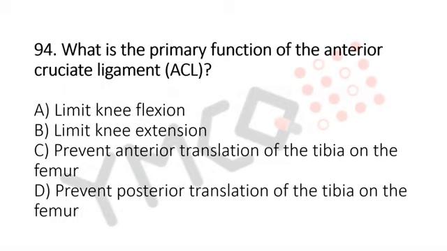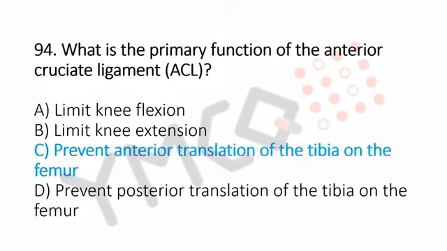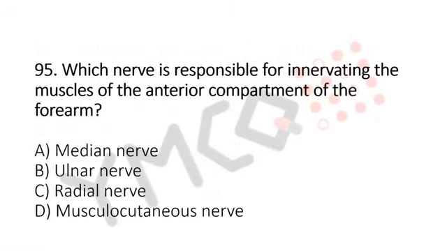What is the primary function of anterior cruciate ligament? Option A, limit knee flexion. Option B, limit knee extension. Option C, prevent anterior translation of tibia on the femur. Option D, prevent posterior translation of tibia on the femur. And the answer is option C, prevent anterior translation of the tibia on the femur. Now let's move to question number 95.